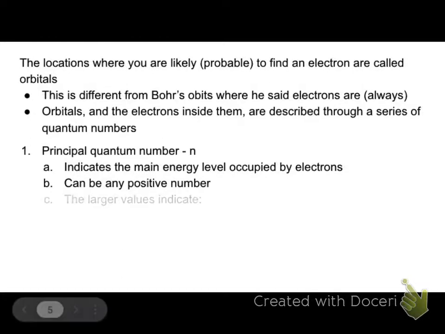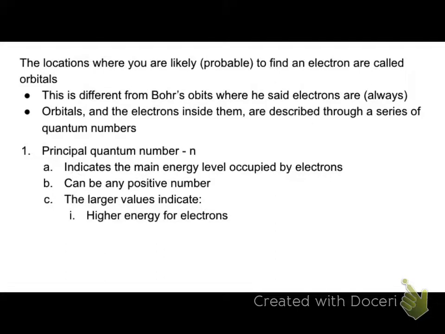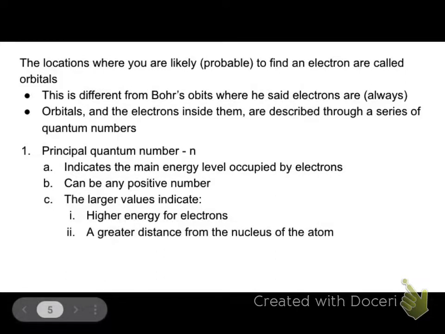Okay? The larger the value of n is, the higher the energy of the electron, and the greater the distance between the nucleus of the atom and that electron. So as we go up energy levels, we're getting more energy and we're moving farther away from the nucleus. Okay?